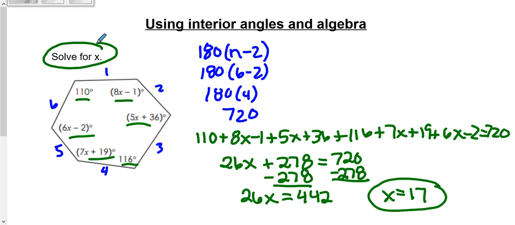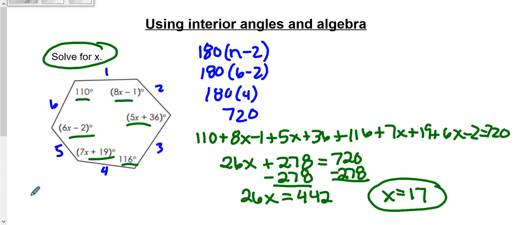If they had asked you what is the measure of each angle, you plug the x back into each angle that has the variable x to get what each angle measure is. For instance, 8 times 17 minus 1 will tell you what this angle is. And still, when you add up each angle, you should get 720.